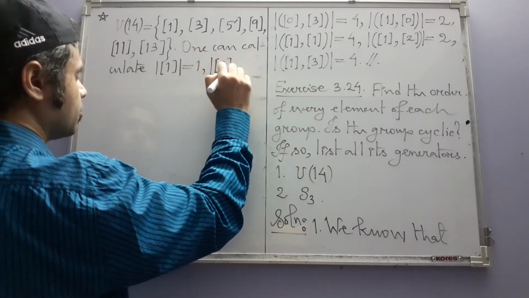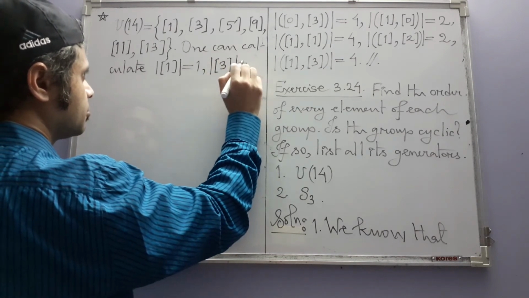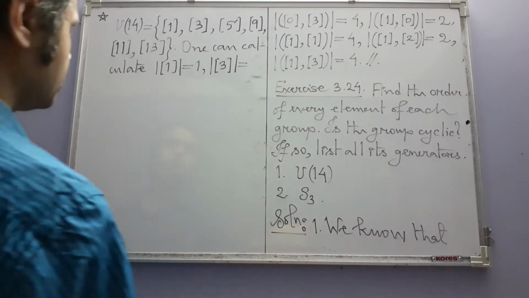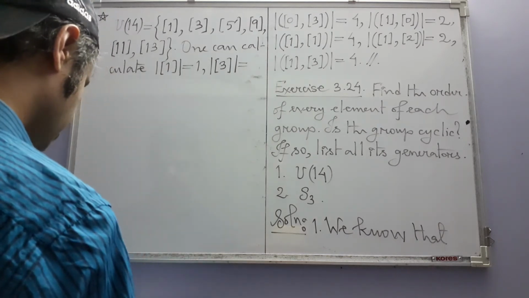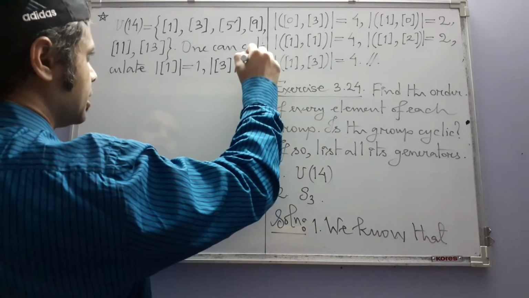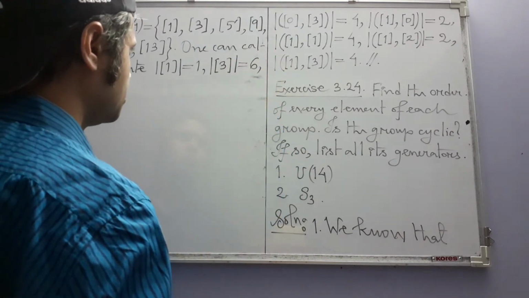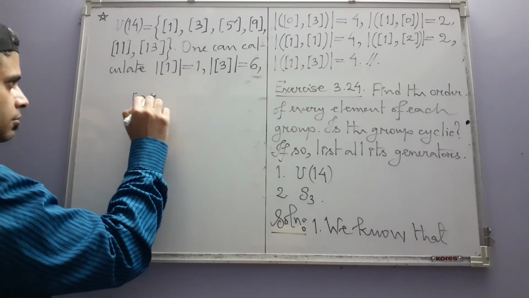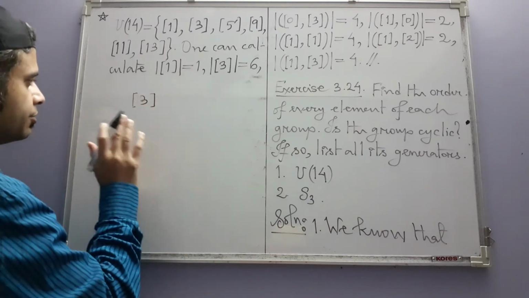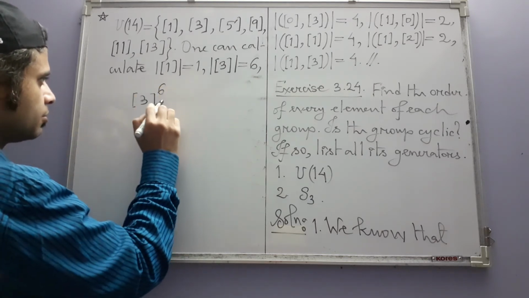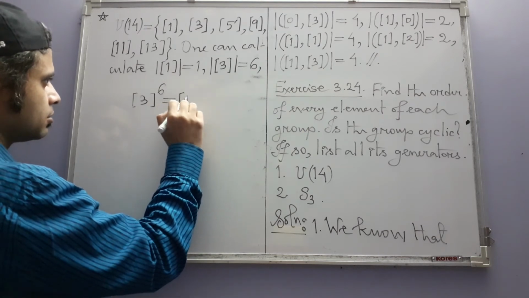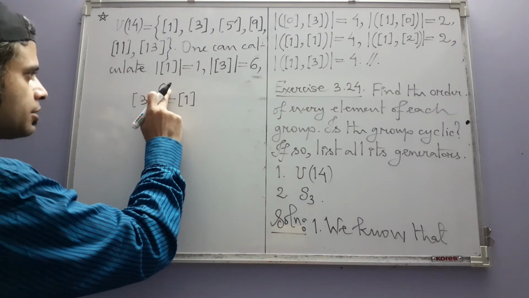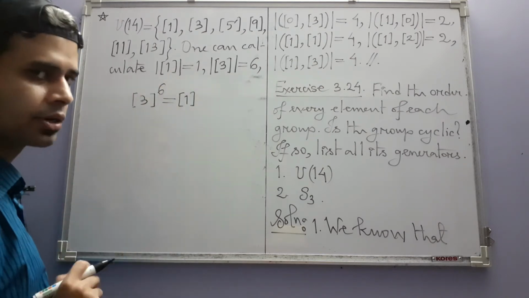The order of 3, so we are doing multiplication modulo 14. Order of 3 turns out to be equal to 6. What this means is that, let me at least tell you what this means. This means that this equation is true and 6 is the smallest exponent for which this equation will be true.